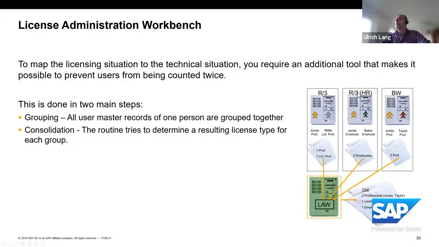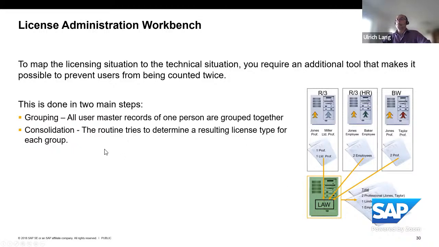So if we have here, for example, an old R3, Mr. Jones with a license type as a professional, and here as an employee, and here as a professional again, those three user master records of Mr. Jones get together in a group. That is the main step, grouping. All user master records of one person are grouped together.